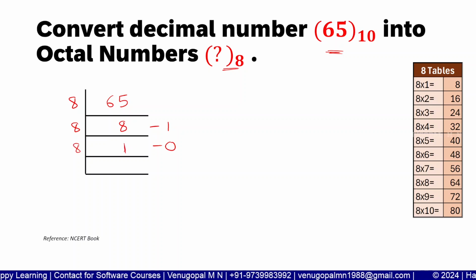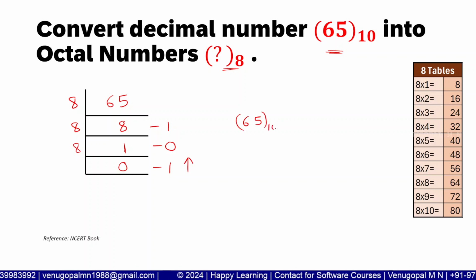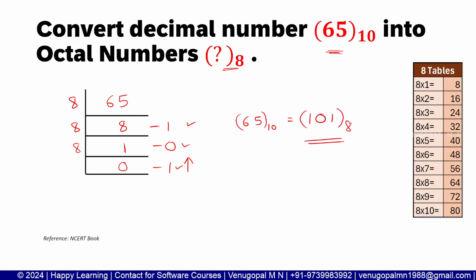Now again try to divide this 1 by 8 because the quotient is not 0. The quotient would be 0 and remainder is 1. The value of 65 in the octal number system would be 101. I have to write down the remainders from bottom to top. So 65 in decimal number system will be equivalent to 1, 0, 1 to the base 8. Clear? This is the answer. Got it, guys?